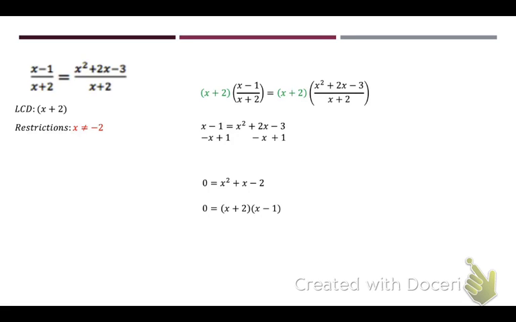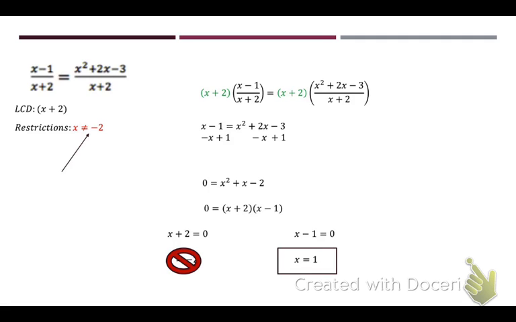If you factor that, that factors to (x plus 2)(x minus 1), which means x plus 2 equals 0 and x minus 1 equals 0. So x equals negative 2 and x equals positive 1. But if we look back at our restriction, x cannot equal negative 2. So that one does not work. x just equals 1. Okay, that's why we have to write our restrictions. And I want you guys to always write the restrictions right when you find your common denominator. That's when you should deal with your restrictions. Okay?